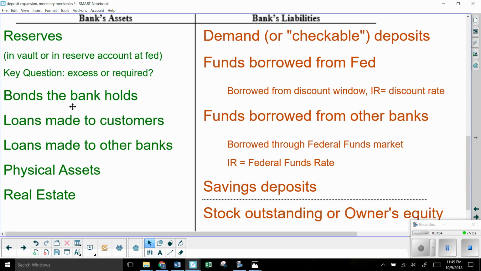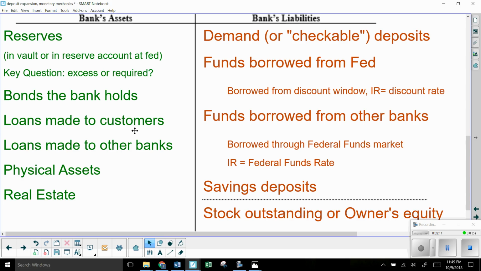There's other types of assets that the bank has. The bank might hold bonds, and that is basically a ticket that the Treasury owes you money sometime down the road when that bond matures. So that bond is an asset to whoever holds the bond, the same way if you had a savings bond, it would be an asset to you as well.